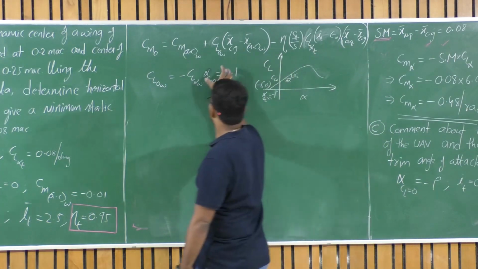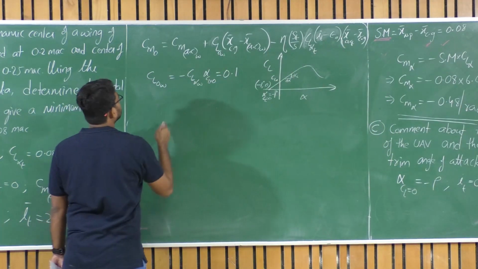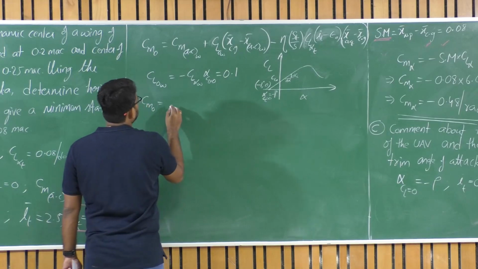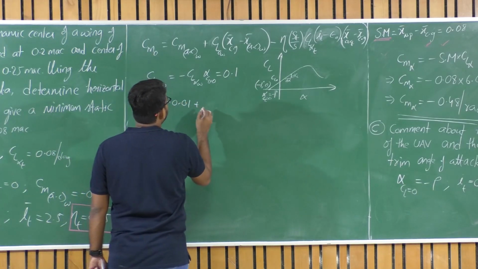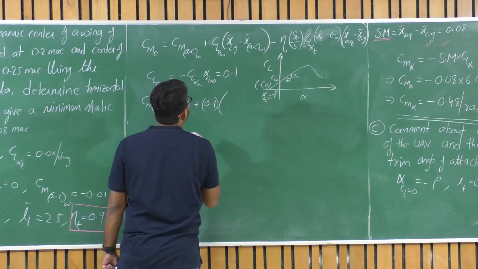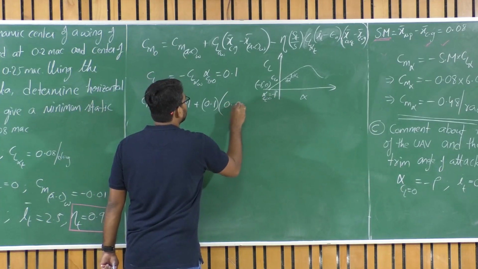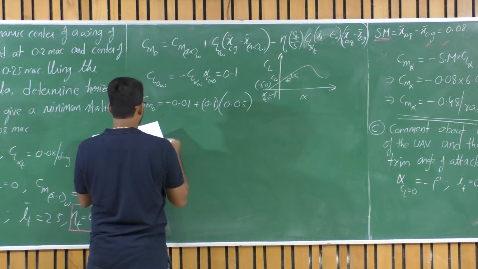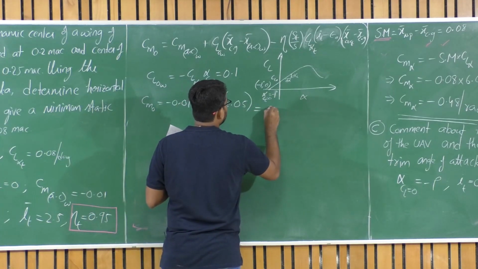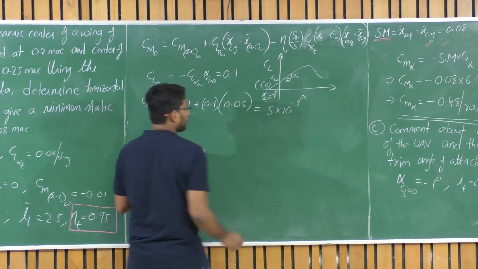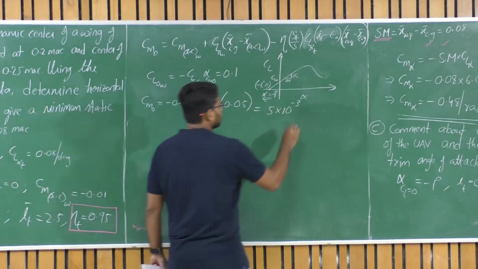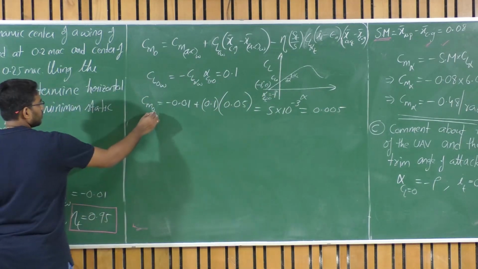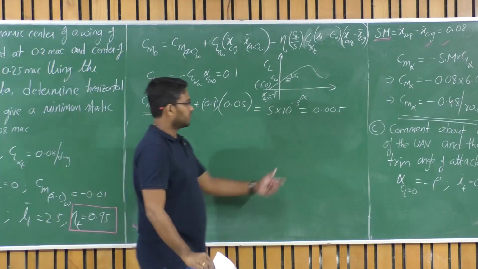This term vanishes. So what you have is CL naught of the wing, and then the difference between X CG and X AC. So CM naught will turn out to be CM AC, minus 0.01, plus 0.1 times the distance between CG and the aerodynamic center of the wing, which is 0.05. So this turns out to be 0.005, that is 5 times 10 power minus 3. Positive but very small, isn't it?